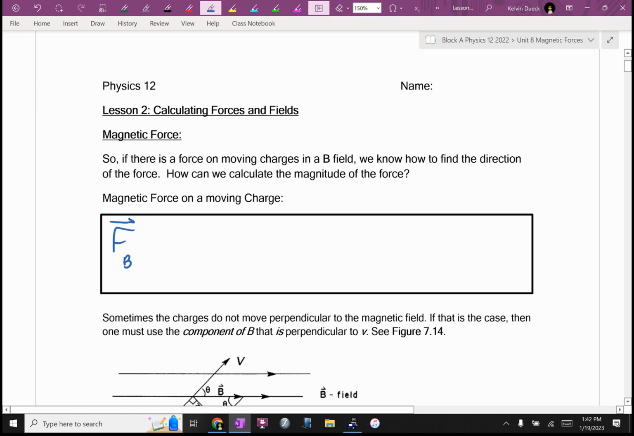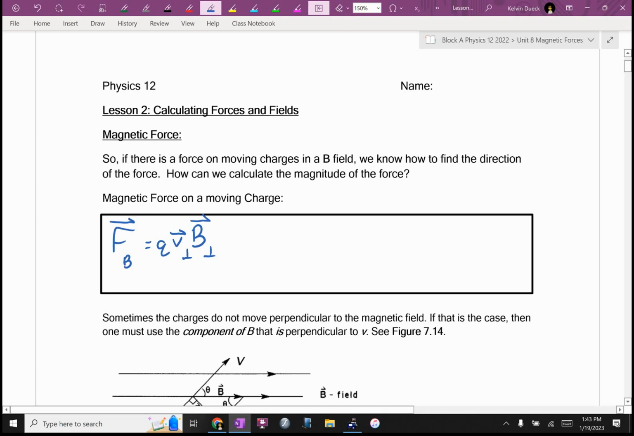F_B, the magnetic force on a moving charge, is equal to lowercase q, lowercase v, capital B. Except the v has a vector sign above it, the B has a vector sign above it, and underneath the v we're going to put a perpendicular, and underneath the B as a subscript, we're going to put a perpendicular. They have to be at right angles to each other, the velocity and the magnetic field, for my right-hand rule to work. Okay.